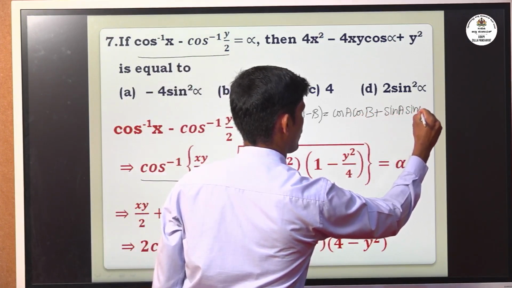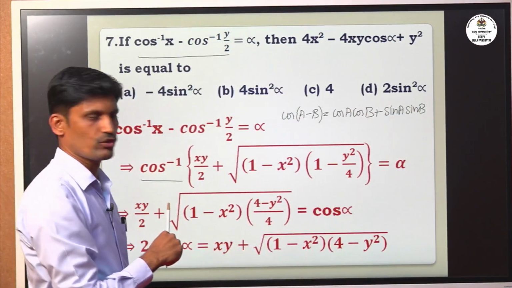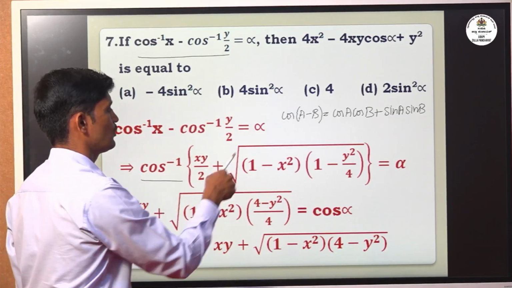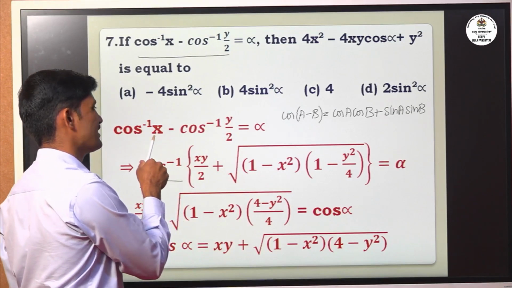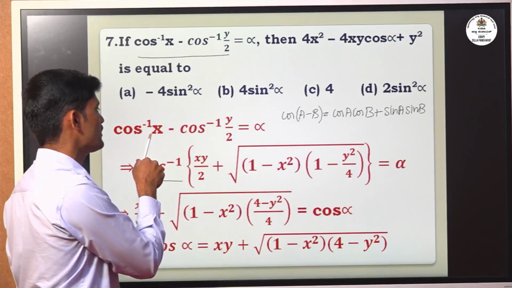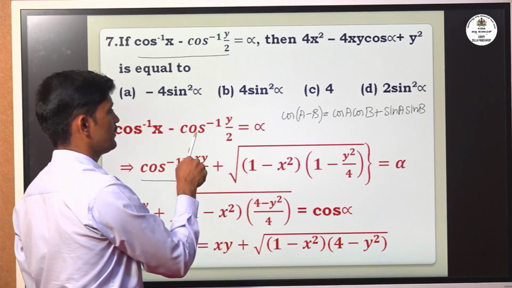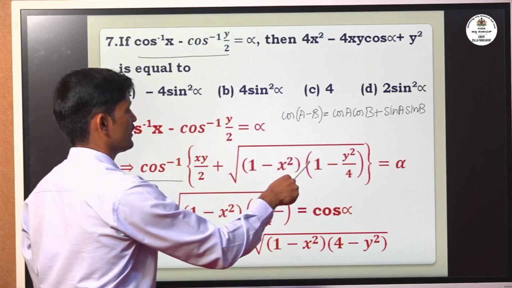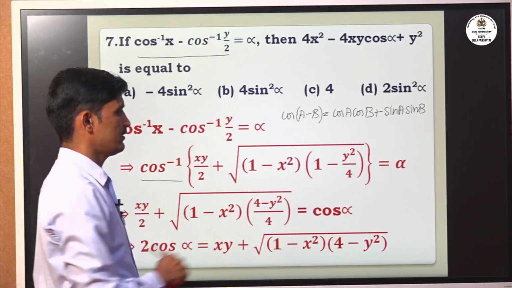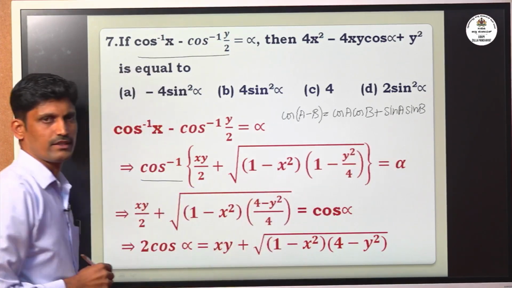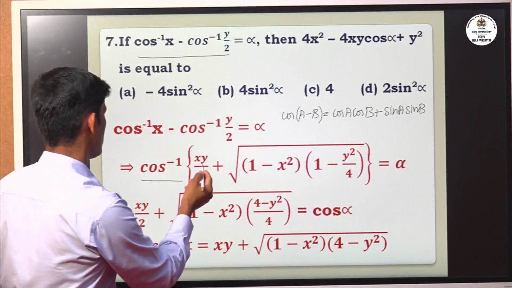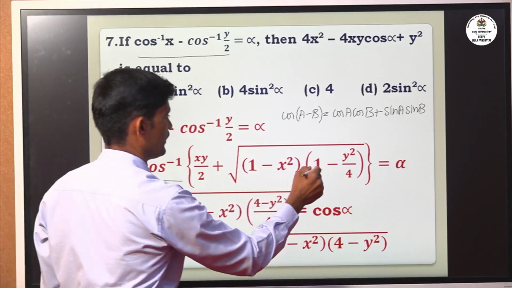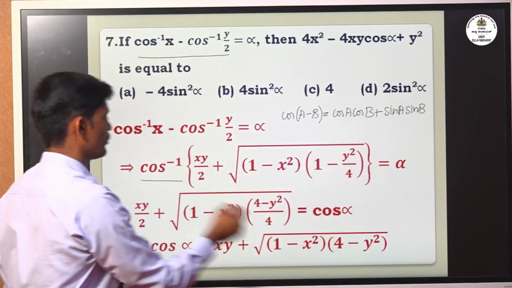If you remember this formula, we can directly use cos inverse x minus cos inverse y is equal to cos inverse of x into y by 2 plus root of the following. Here cos a is equal to x, therefore sin a is equal to root of 1 minus x square, and cos b is equal to y by 2, sin b is equal to root of 1 minus sin square b, that is root of 1 minus (y by 2) whole square, that is y square by 4, which is equal to alpha on the right side. It is a formula. Then this is equal to xy by 2 plus root of 1 minus x square, and here we take the LCM, 4 minus y square by 4, is equal to cos alpha.